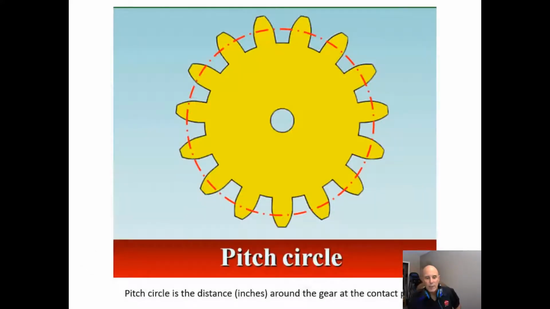So again, here's our pitch circle. Pitch circle is a circle around the center of the tooth. Okay, and it's in inches. So let's just say that this had a diametrical pitch of 4. So that would be 1, 2, 3, 4, and that distance from the center of there to the center of there would be 1 inch.